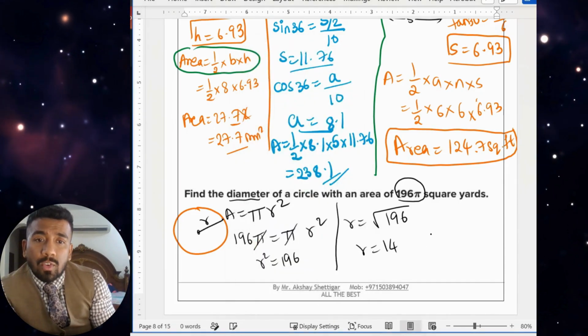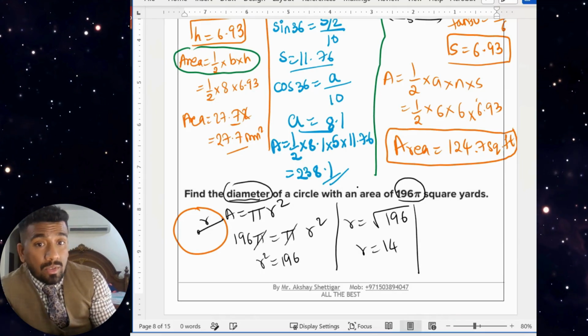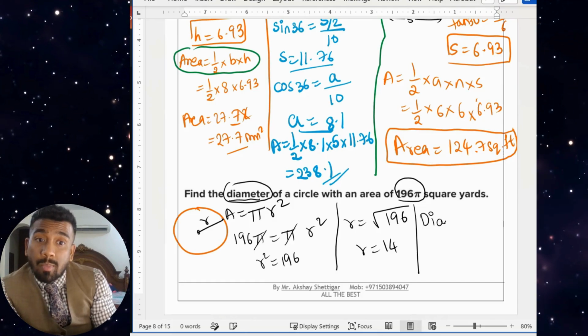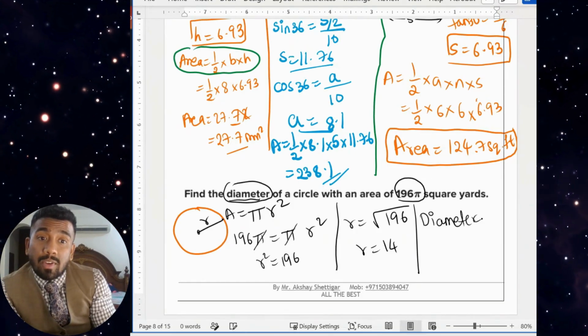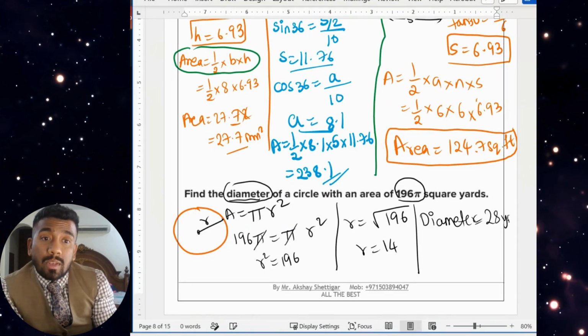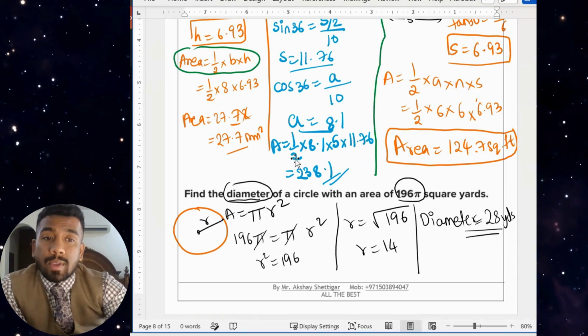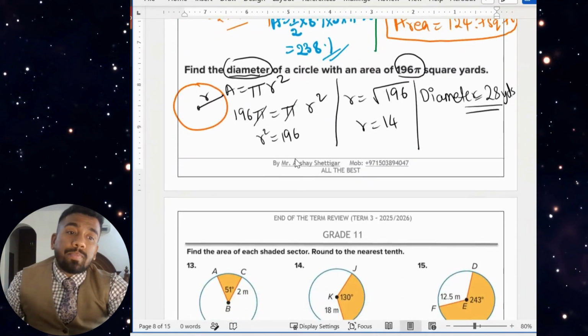So if the radius is 14, what will be the diameter? Because they want the diameter. Okay, don't stop. Read the question properly. So what's the diameter? Double of radius. That's 28. So the diameter is 28 yards. Easy. Okay. Let's go to the next question.